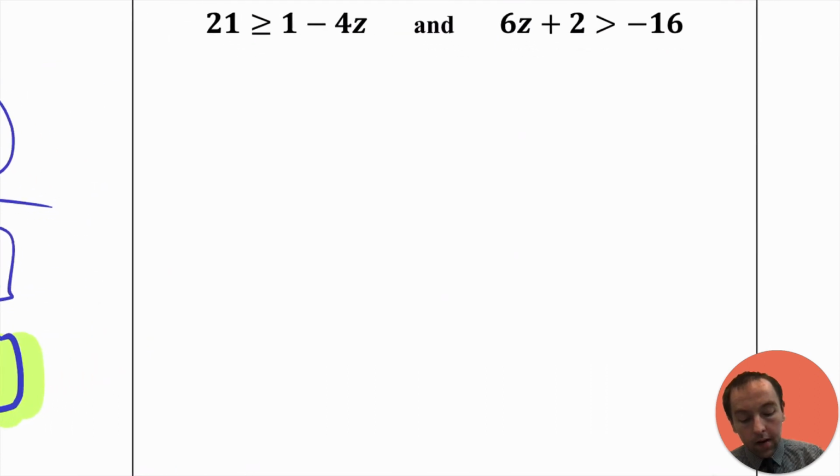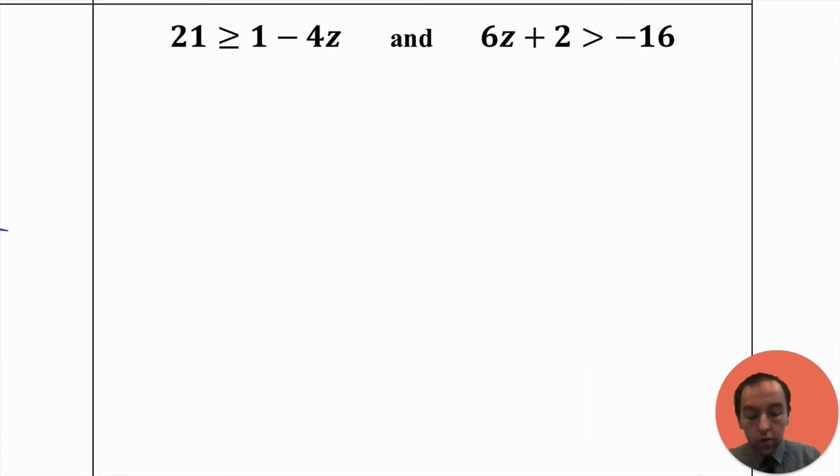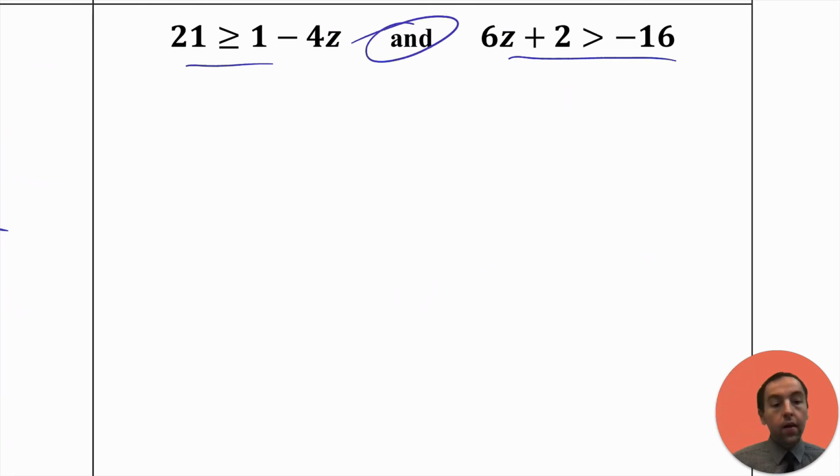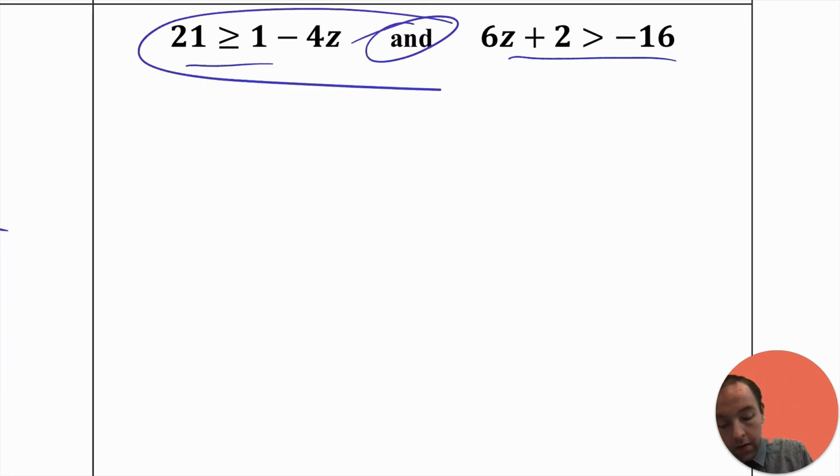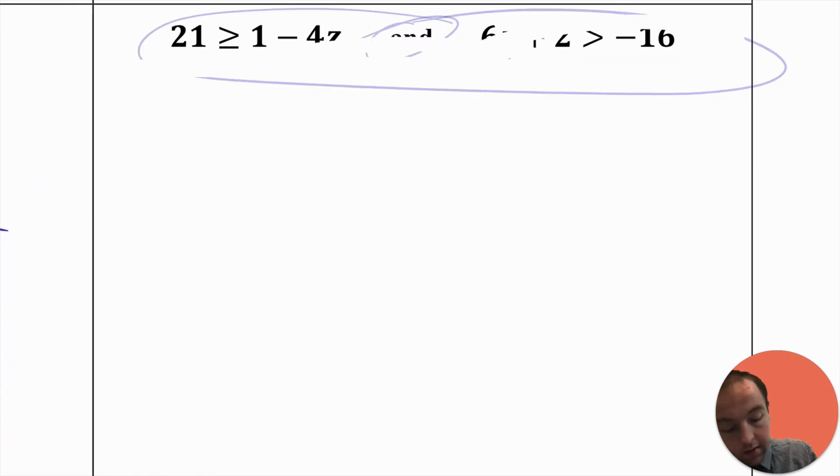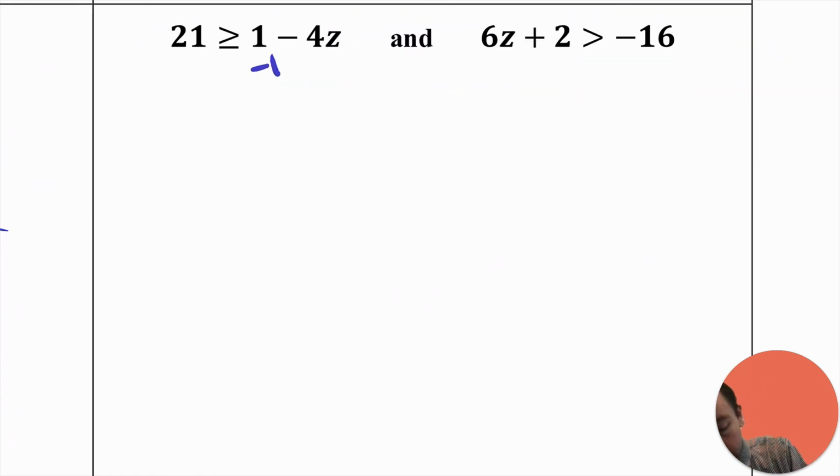Okay, and then this one's kind of getting us back to just two separate simple inequalities, but it's not a simple inequality because it's joined together with the word "and", so therefore we got this whole thing to be a compound inequality. Just got to solve each of these separately. So I'll just do that pretty quickly right here.